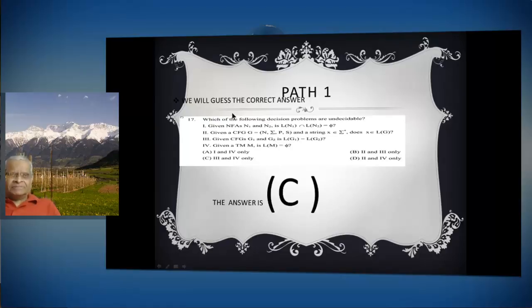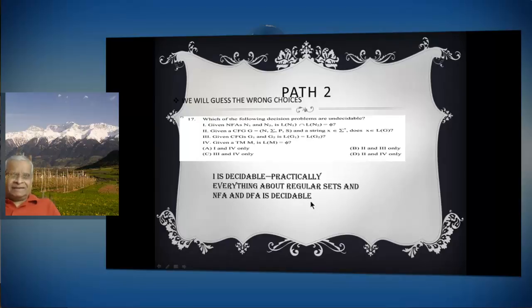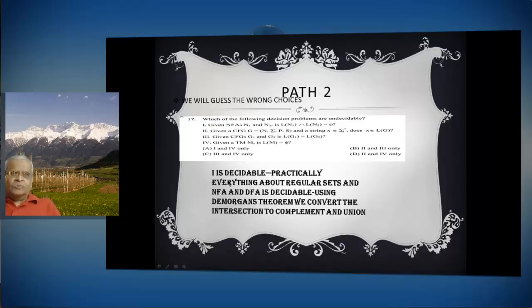Let us guess the other part. If we guess the correct answer, we have got the answer is C. Let us get the wrong choices now. Let us take 1. If I have two NFAs, they accept only regular sets. So is the intersection of two regular sets empty? Practically everything about the regular sets is decidable. So this problem 1 is going to be decidable and cannot be in the answer. Practically everything about regular sets, NFA and DFA, is decidable.